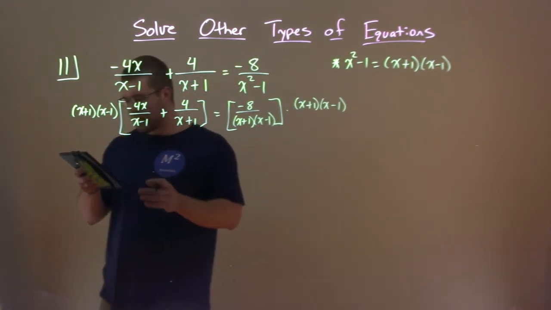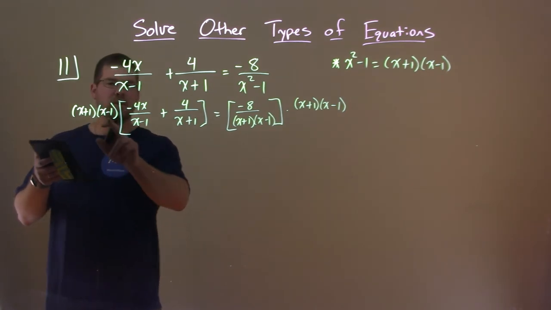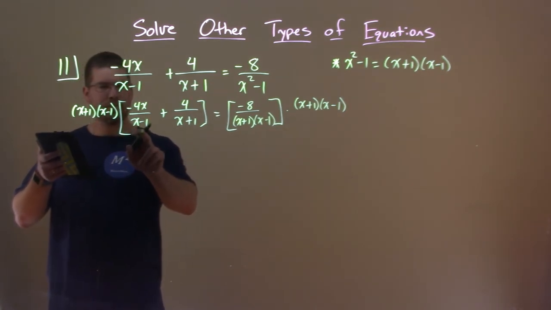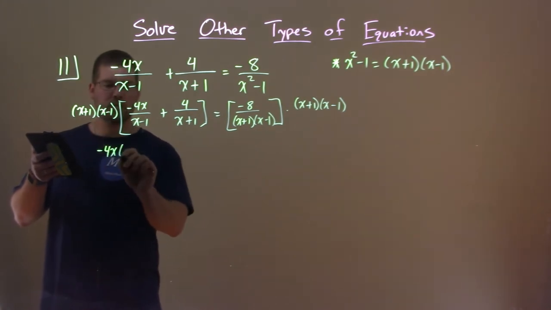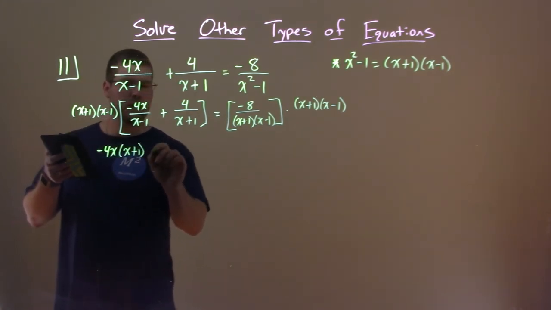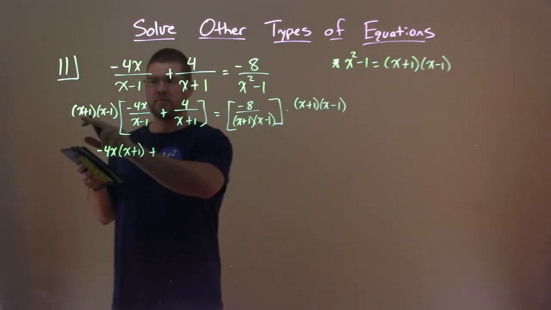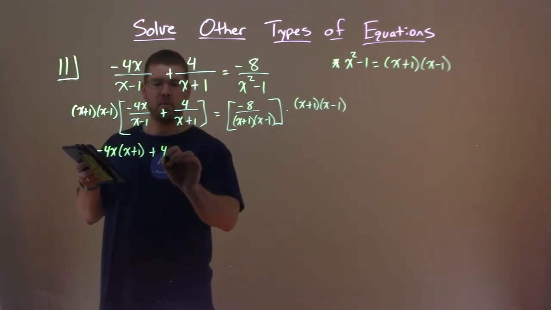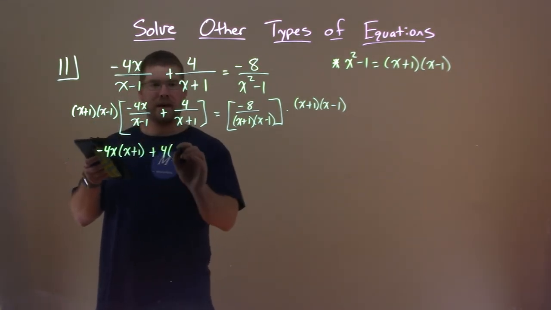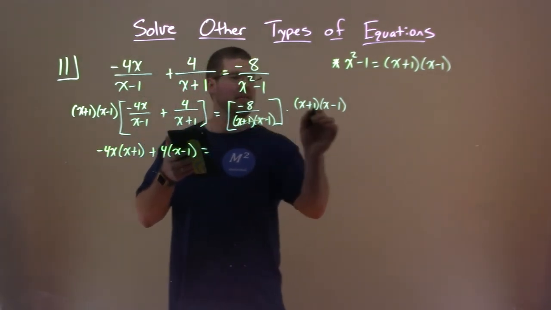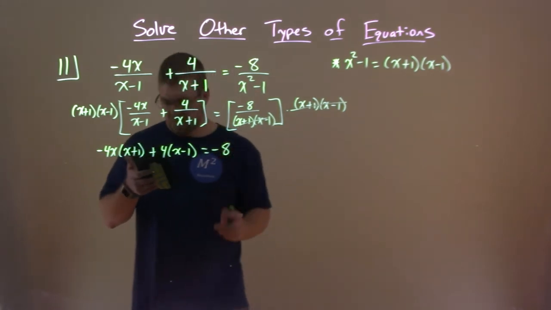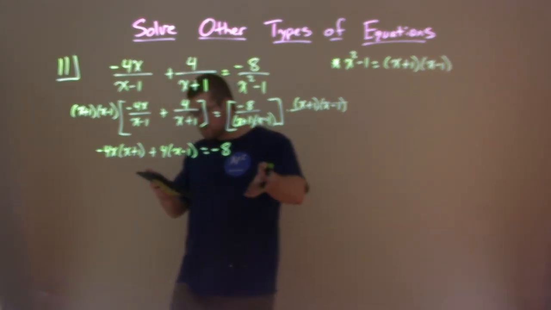Okay, so left-hand side, I kind of skip a little step here, but the x minus 1 cancels out for the first part. So we have a minus 4x times just the first part, x plus 1. Plus, here, the x plus 1 cancels out, so we just have a 4 times what's left, which is x minus 1. What is that equal to? Here, these cancel out, minus 8. So this isn't too bad looking now. Right, we've seen something like this.